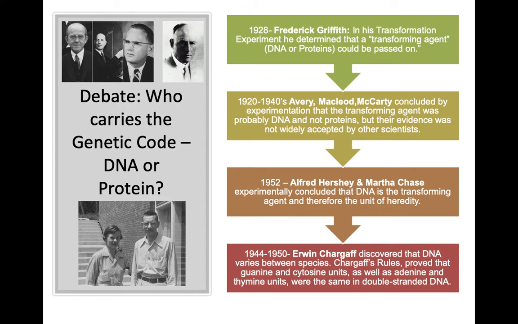DNA. So what we understand today, being a Chargaff's rule, is that the number of adenine, or the number of A's, is equal to the number of thymine, or the number of T's, and that the number of guanines, or G's, is equal to the number of cytosines, or C's.